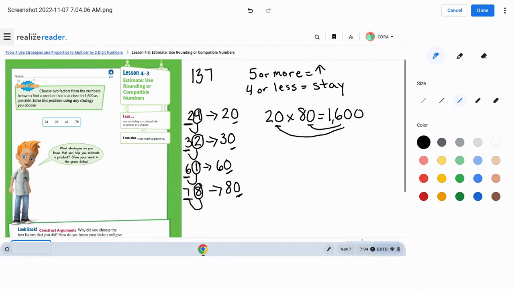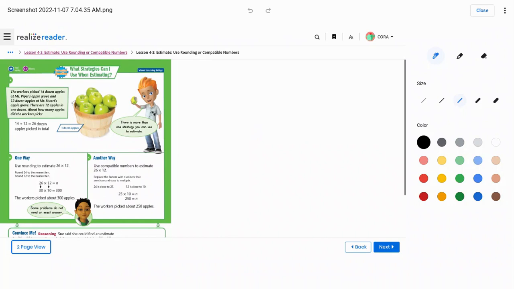Let's go on to the next page. All right, here we are with the next page. So this is actually page 138. And before I start, since I know that this whole lesson is going to be about estimating, I'm going to rewrite my rule. So 5 or more, the number is going to go up. 4 or less, stay.